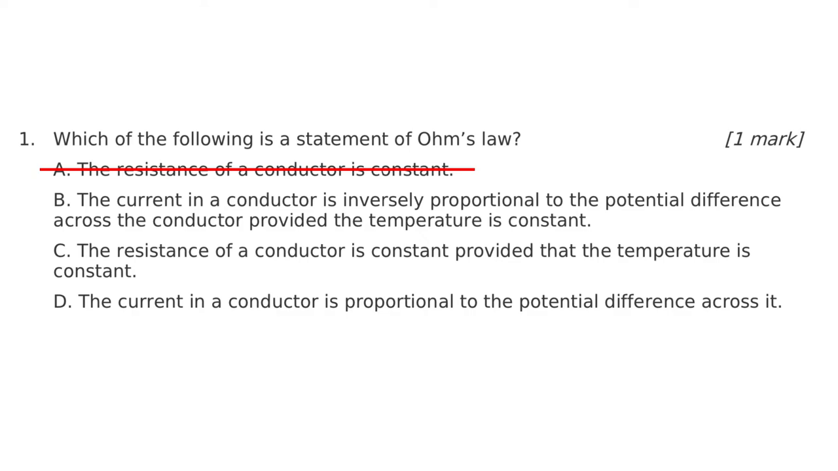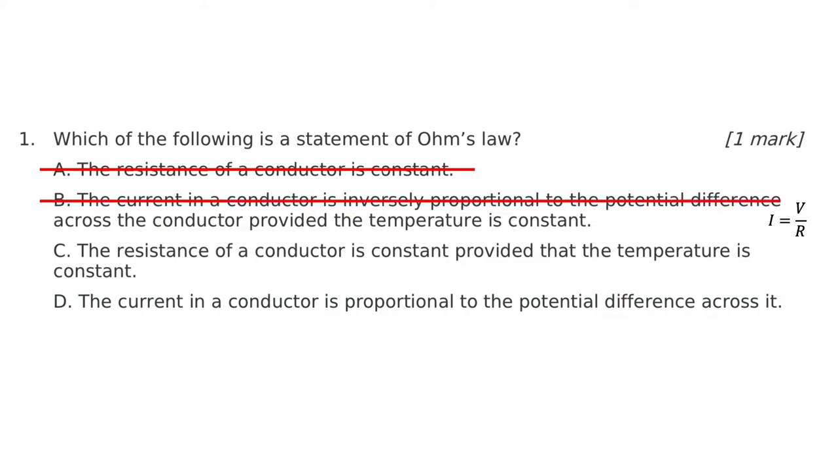The current in a conductor is inversely proportional to the potential difference. Well, that's where I think we can call up our equation for current. It's V over R. You can see there actually that the current is directly proportional to V. If we double V, we double I. So therefore, this statement is also wrong.